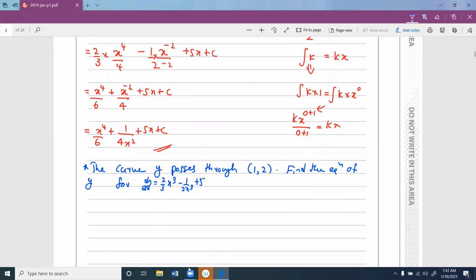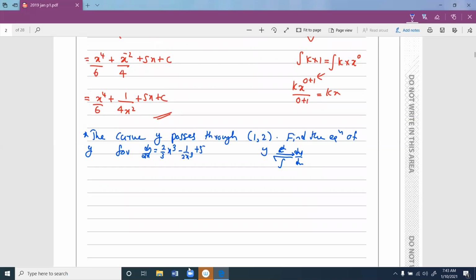In that situation, if you want to find y from dy by dx, you need to integrate it. Dy by dx to y means you have to integrate. That means the same integration you have to do for this one. For that kind of situation, after integrating, you get the answer this way.